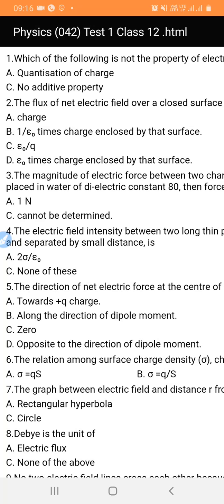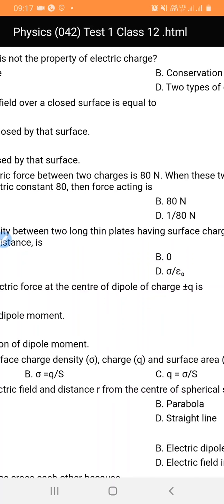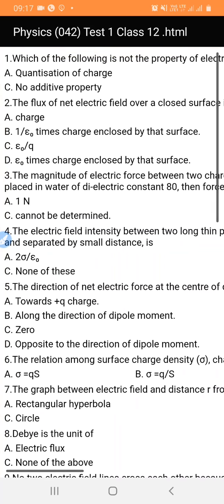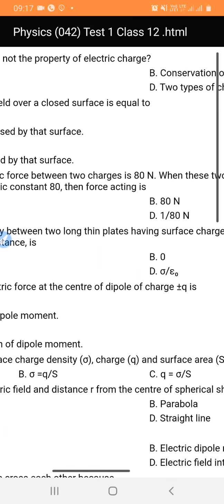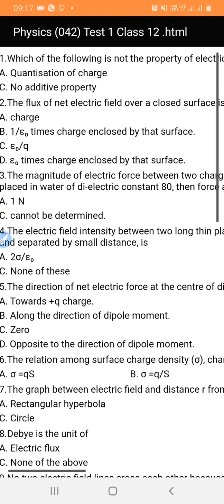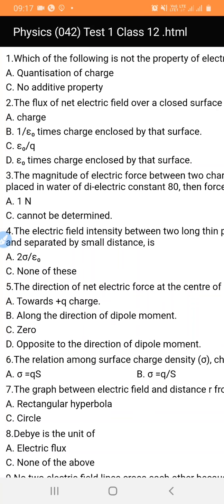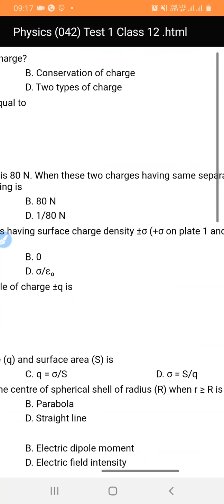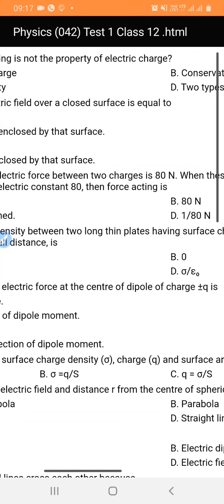The question is, which of the following is not the property of electric charge? Option A, quantization of charge. Option B, conservation of charge. Option C, no additive property. Option D, two types of charge.